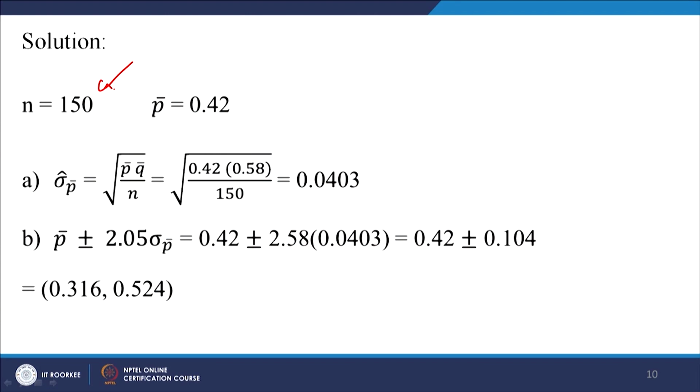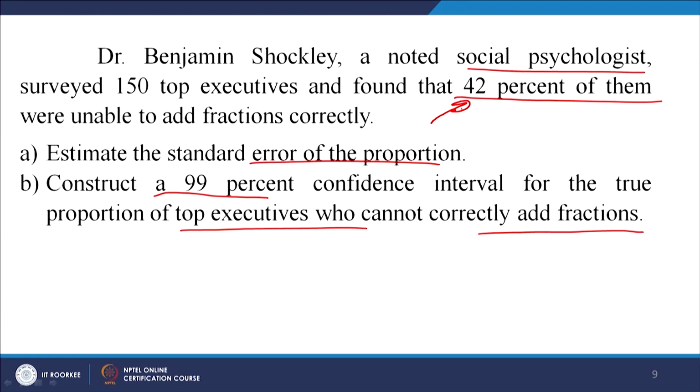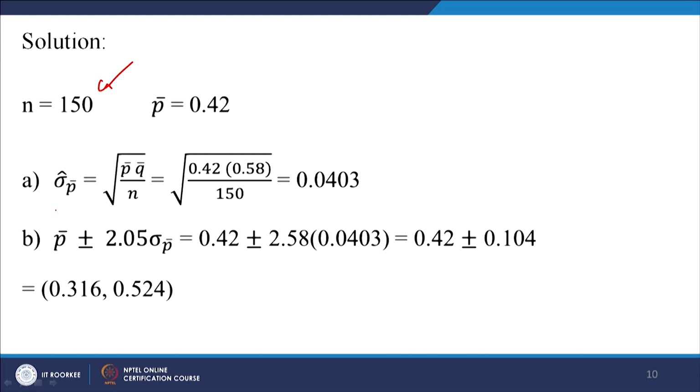We know that the sample size is 150 and p bar is 42%, which is given here. The standard error would be under root of p bar q bar divided by n. So, this is 0.0403, the standard error for this part of the question.